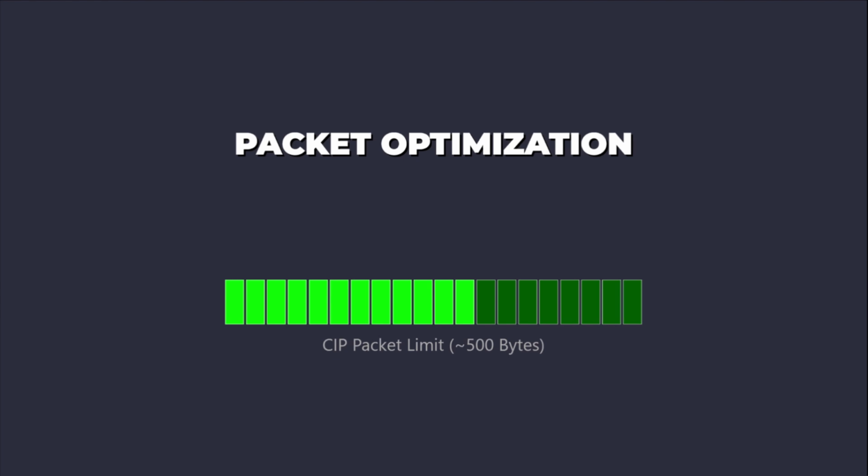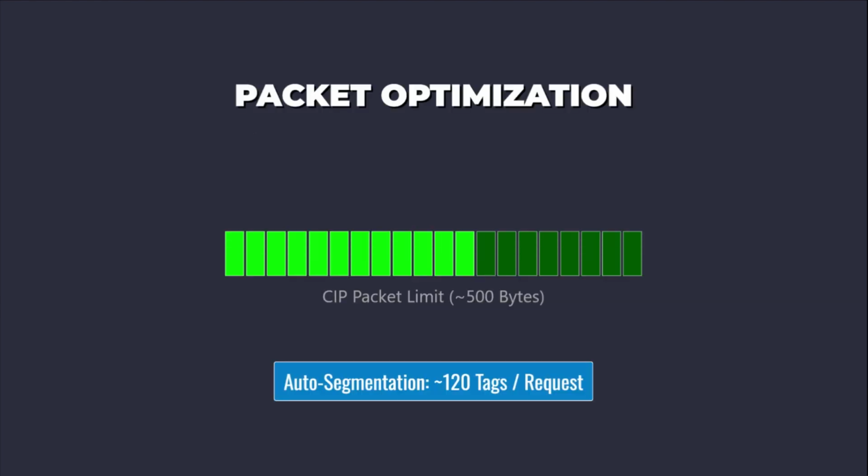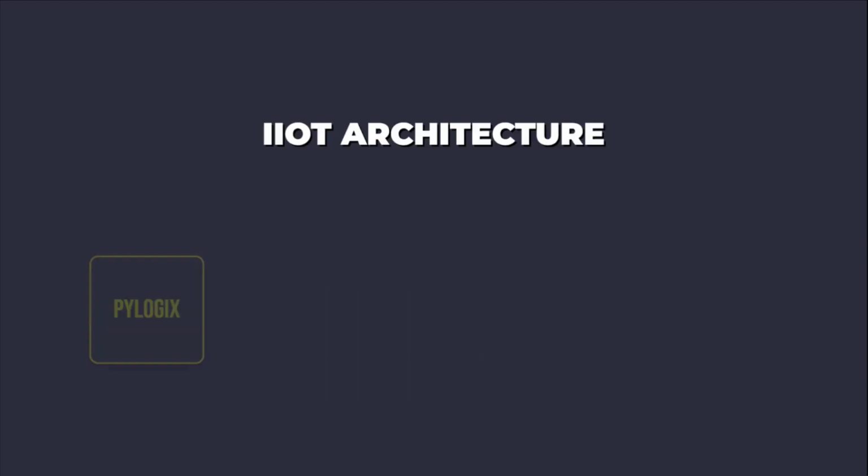Optimize read cycles by minimizing the number of distinct CIP requests. If reading 100 tags, a single bulk read is vastly superior to 100 individual reads. For high-speed data acquisition, consider increasing the PLC connection buffer size if the controller load permits. Pylogix defaults to reading the maximum number of tags per request allowed by the CIP protocol, typically around 120 elements, before segmenting the request internally. Monitor the round-trip time using Python's time module to benchmark performance improvements after tag grouping adjustments.